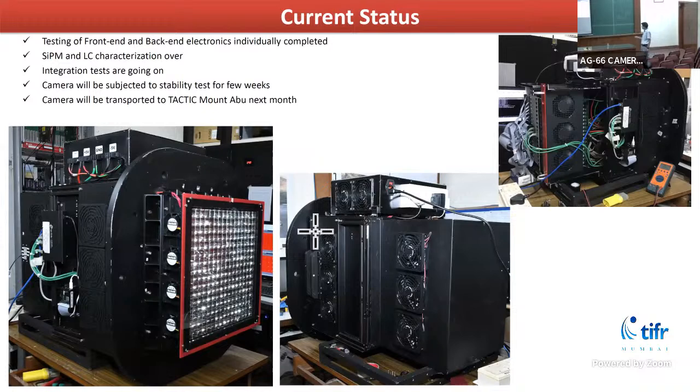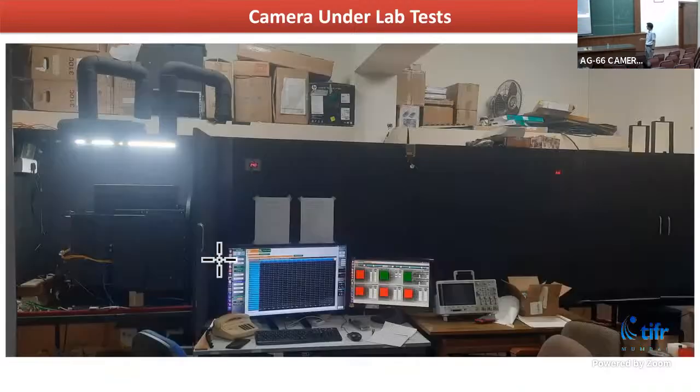So this is the current status. After testing all front end and back end electronics individually, they were coupled together, and all these sensors were also characterized, and then integration tests are going on for the camera. These are a few photographs during the assembly process. This side is the front end electronics, this is the back end electronics crate, and then finally it is housed so that it is fully covered. So this is the front side. Now lab tests are going on. The camera is placed inside this large black box of about 4-meter length.